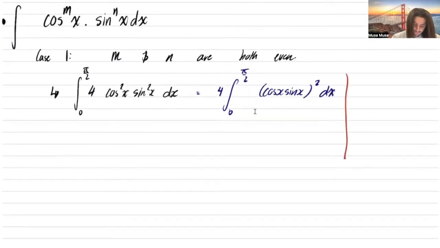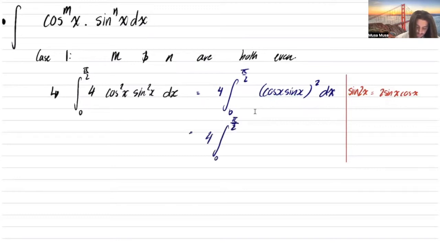Don't we have a double angle identity for sine 2x? Yes, we do. A double angle identity tells us if you have sine of 2x, it equals 2 sine x cos x. Okay? So that means if you have cos x sine x here, that's simply just a half of this. So it becomes 4 times the integral from 0 to pi on 2 of 1 over 2 sine of 2x squared dx like that.